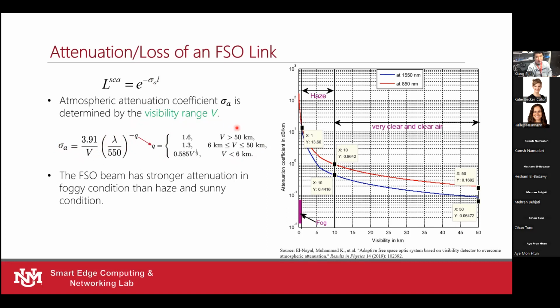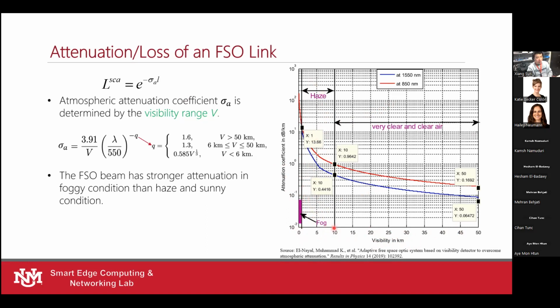So the visibility range V basically means the maximum distance that one object can be clearly seen, which is highly dependent on the weather condition. For example, this figure shows the relationship among the weather condition, the visibility range, and the attenuation coefficient, sigma A. The x-axis indicates the visibility in kilometers, and it can be chopped into 3 different areas. If the visibility range is lower than, for example, 1 kilometer, we consider it is the fog condition.